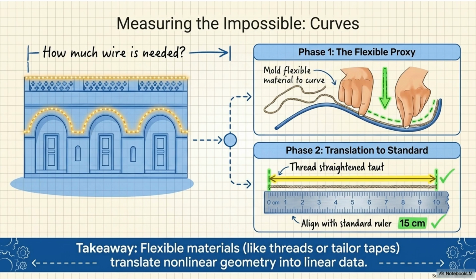Mold it to the curve, then straighten it out, and measure its length with a standard ruler. This translates nonlinear geometry into linear data.